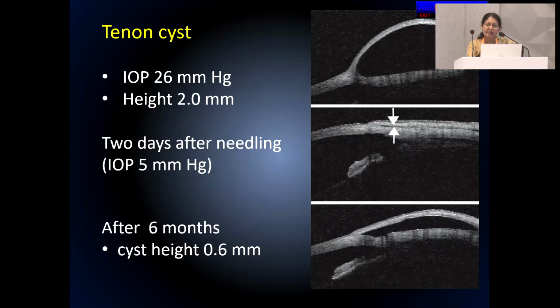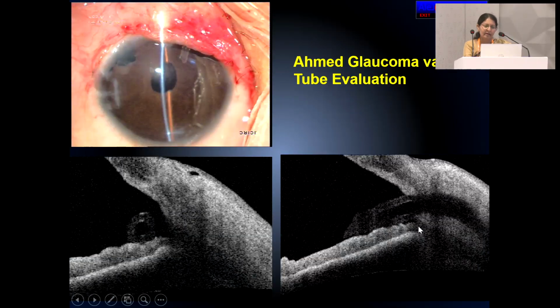The Tenon cyst, this is what it was, with 26 millimeters of mercury and 2 millimeter height. And after needling, you can see the flattening of the bleb area. At 6 months, there was still a single cavity, and cyst size was 0.6 millimeter. You can also identify the positioning of the tube, where exactly it is, away from the iris or the cornea, or exactly you can localize the pathway.